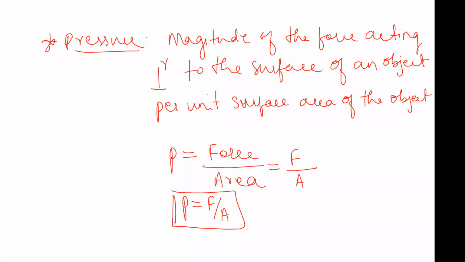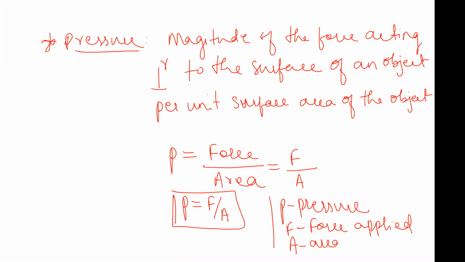Where P is the pressure applied by the object on the surface, F is the force applied, and A is the area of cross section. So you have to remember, always pressure is given by the formula P is equal to force by area. ಇಲ್ಲಿ ನೋಡ್ರಿ, so magnitude of force ಅಂತ ಯೂಸ್ ಮಾಡಿದ್ವಿ. ಯಾಕೆ ಹೇಳ್ರಿ?